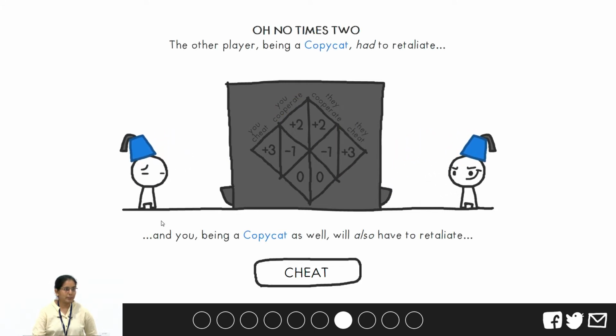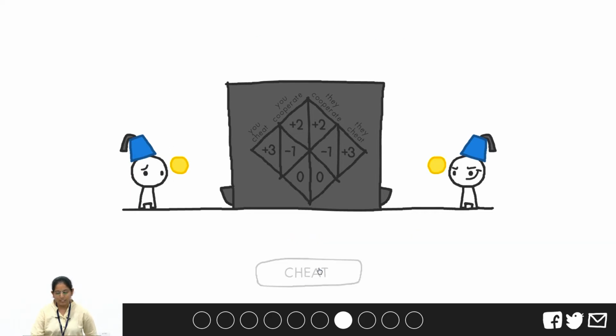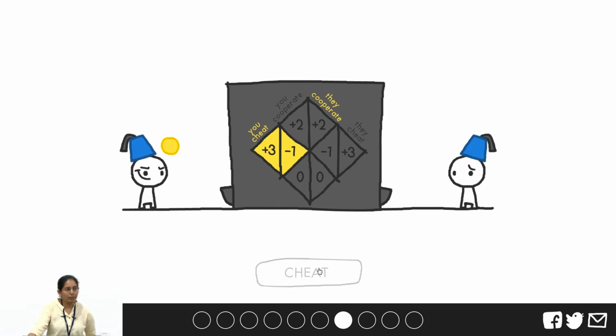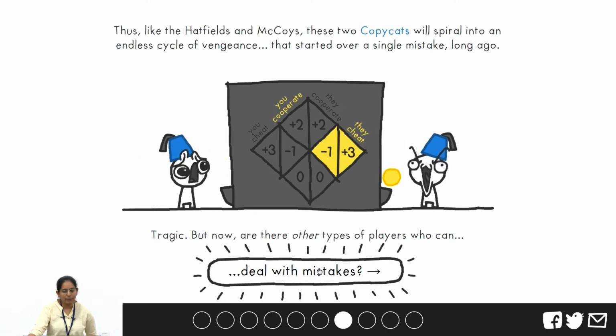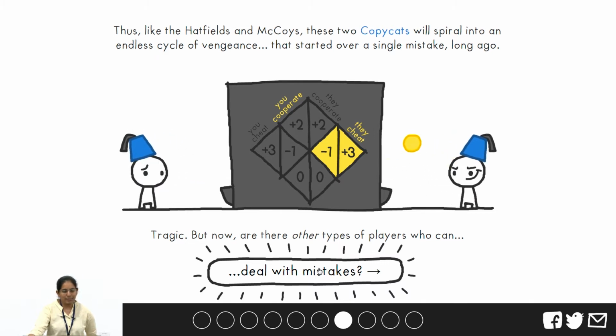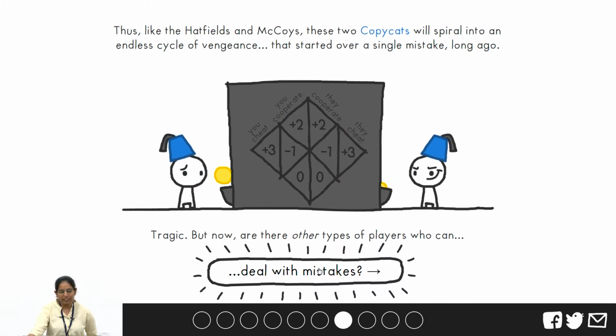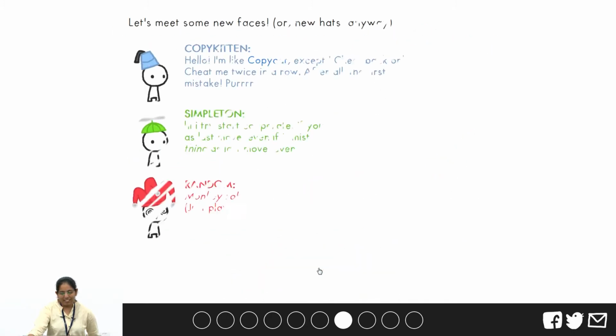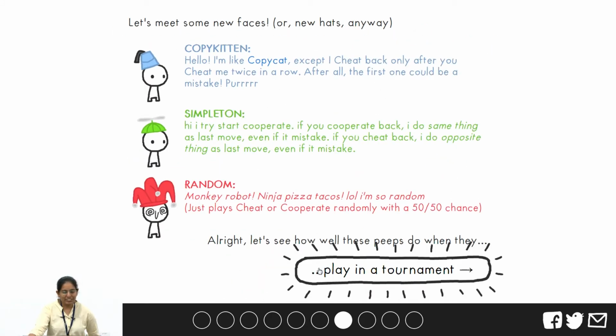And what's the next round going to be? It's going to be like a cheat, cooperate. So they're never going to go back to this nice situation of both players cooperating. It's going to alternate between cheating and cooperating. So it's sort of this endless cycle of vengeance, I think is how he puts it. So mistakes can be a problem.